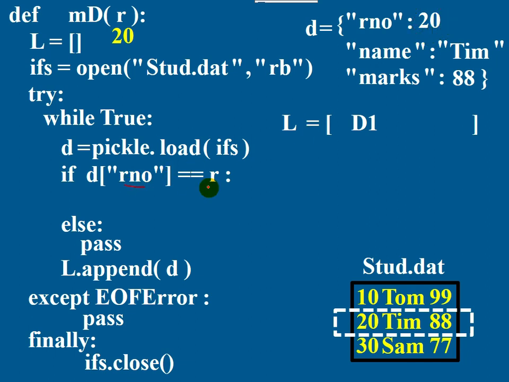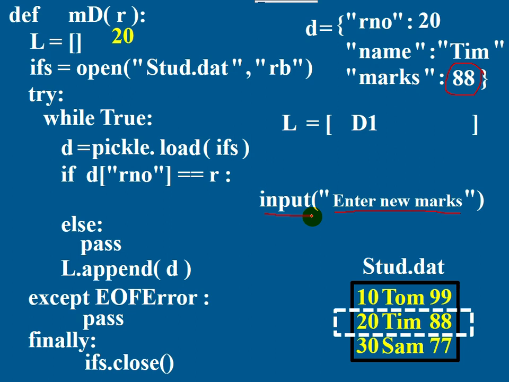So 20 equal to 20, condition true. This is the record that you want to modify. So this 88 should be replaced with the new total marks. So let me read the total marks from the keyboard. Input, enter the new marks. Input returns the answer as a string.